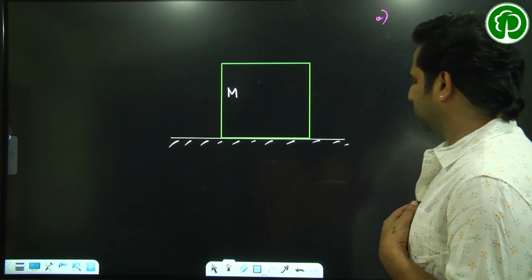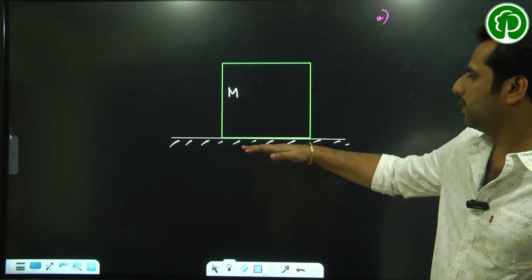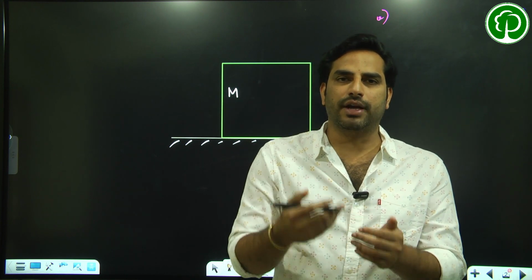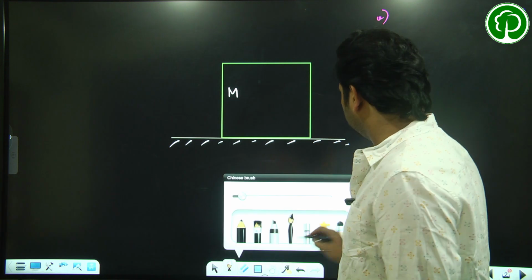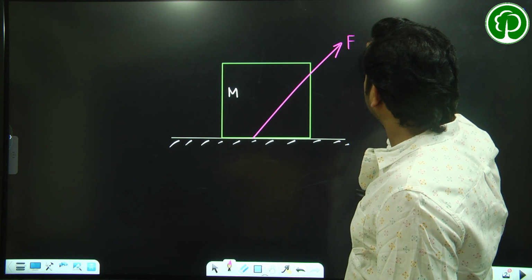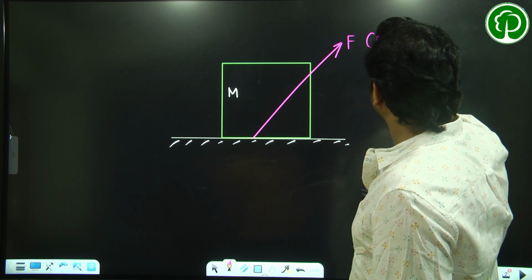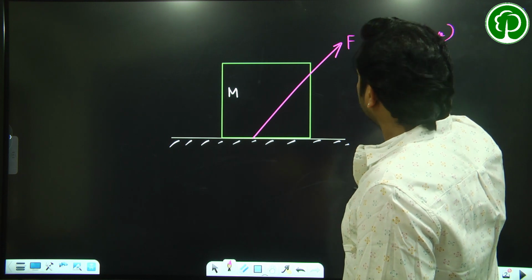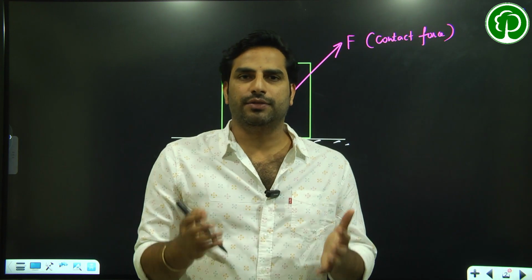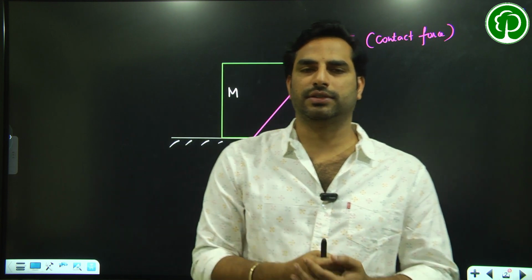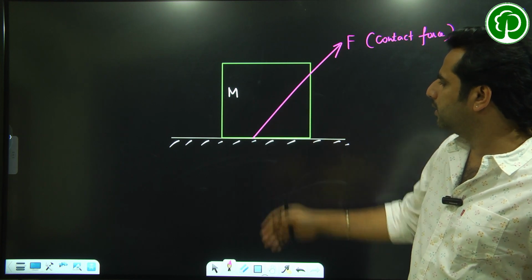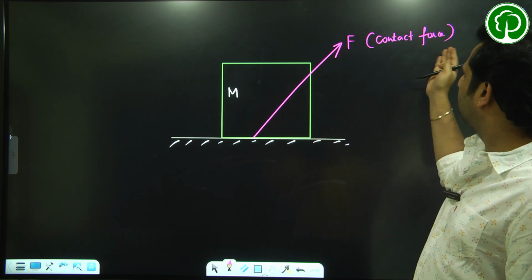Consider two surfaces in contact. Say there is a block of mass m which is in contact with a horizontal surface. When two surfaces are in contact, because of the atomic interactions between these two surfaces, there arises a force. So this contact force will fall into the category of electromagnetic force. Any electromagnetic force is a result of atomic interactions. In this case, it is the atomic interactions between the surface of the block and the surface of the ground which gave rise to this force, that is contact force.